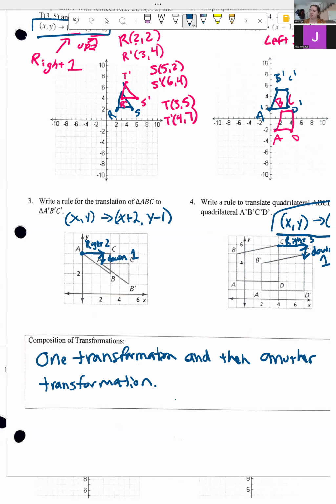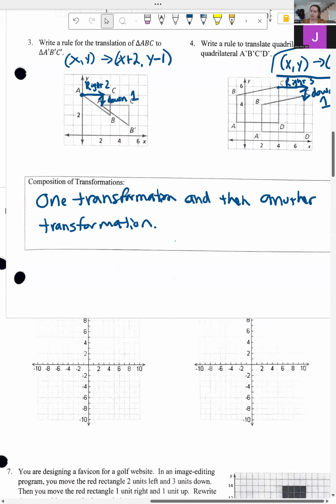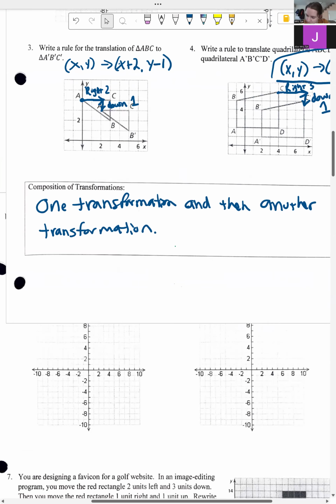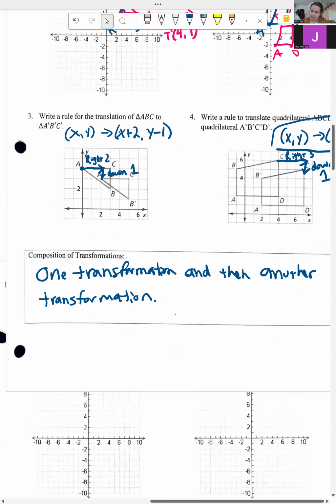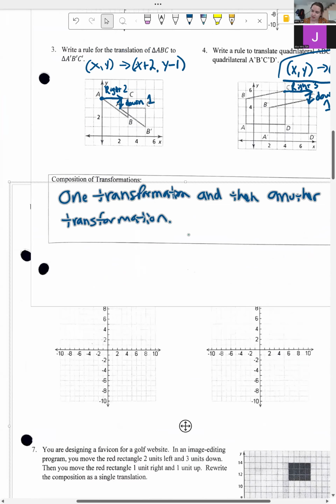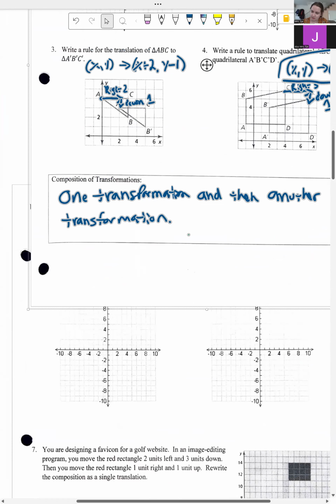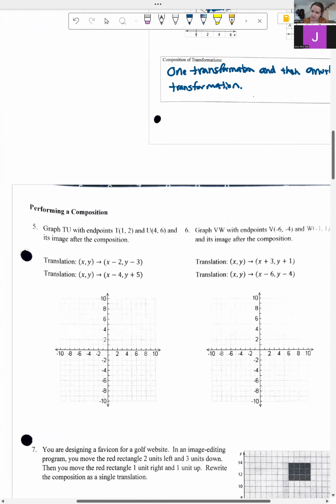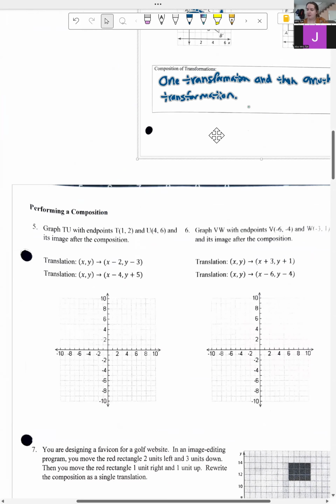Okay, so one transformation and then another transformation. Ooh, something weird happened here. Let me try to... How do I move this? Get out of my way! Whatever. I'm just gonna shrink it. Okay. So we're gonna do this.